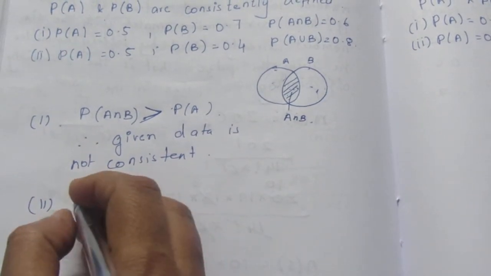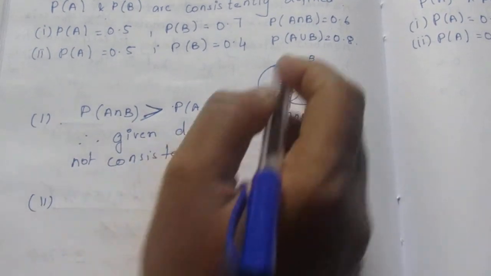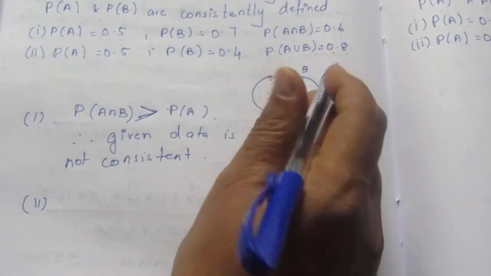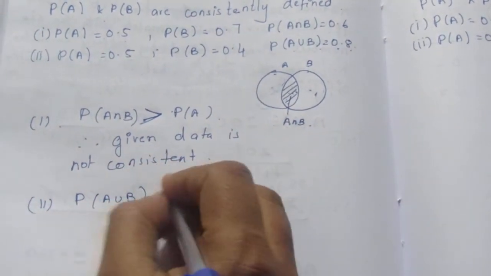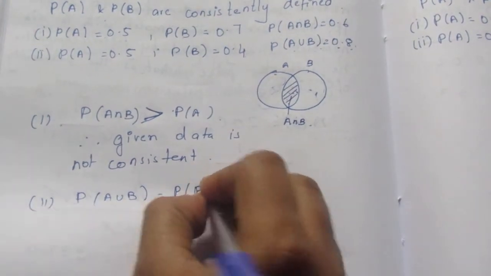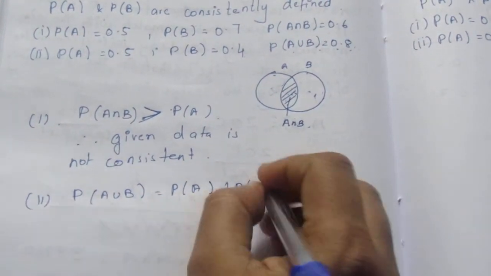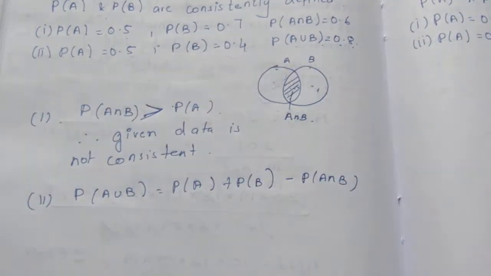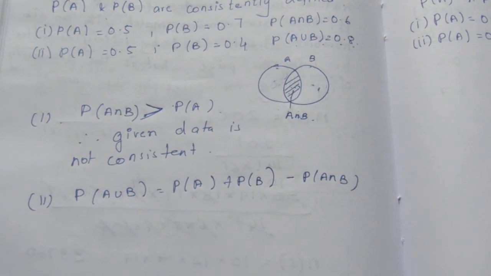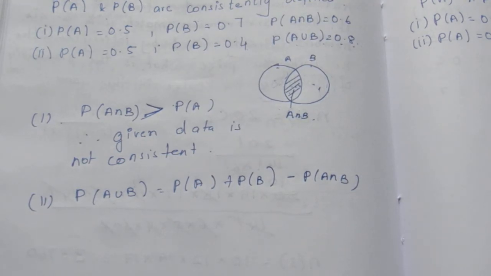Now in the next one, the given data is P of A, P of B and P of A union B is 0.8. It's quite larger than these two. Let me find P of A intersection B also. So we know that P of A union B equals P of A plus P of B minus P of A intersection B. According to the given value, we know that this is bigger. So we can say that it is consistent, but anyway we'll see whether even the A intersection B is given according to the condition.